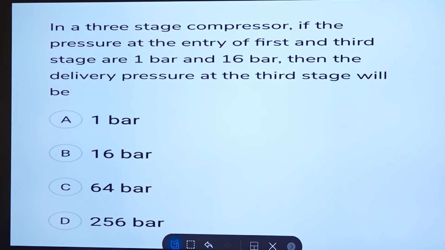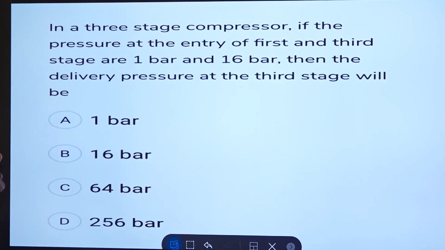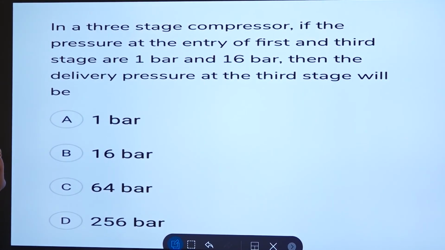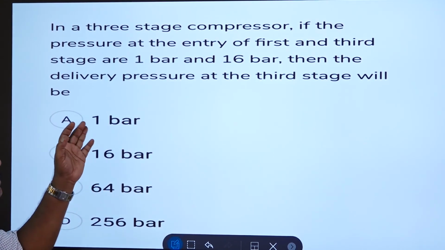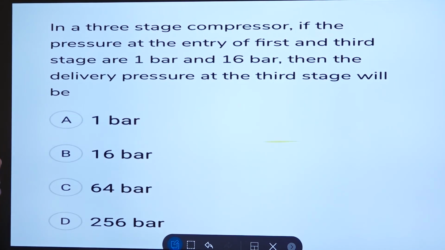Okay, the next one. In a 3-stage compressor, if the pressures at the entry of the first and third stage are 1 bar and 16 bar, then for the delivery pressure, directly you can use the formula for this.